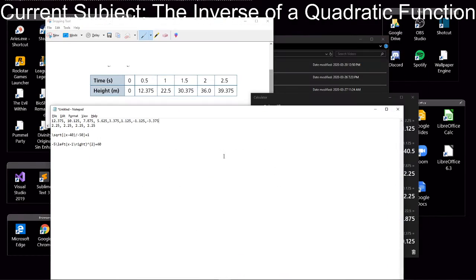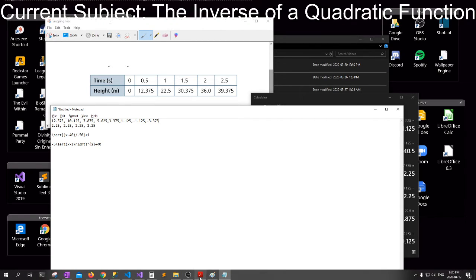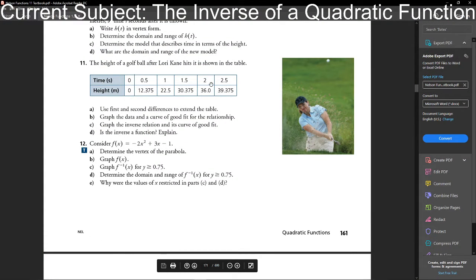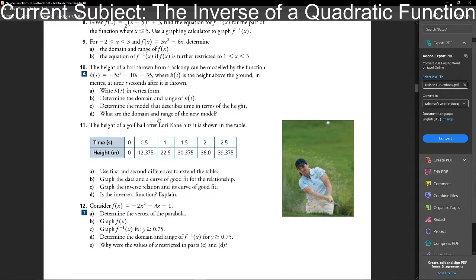because we are actually graphing the height of the ball, which actually has a domain and range that forces it to be a function. So I would say yes, it does have to be a function. The inverse is a function technically.